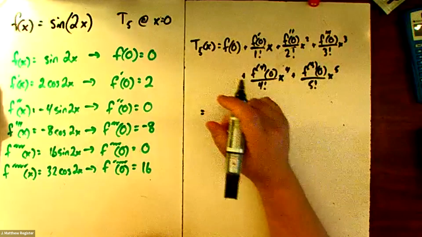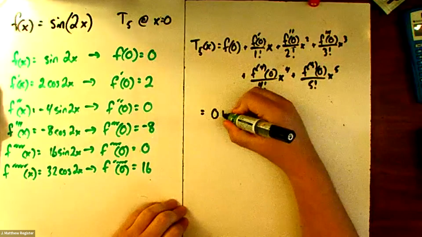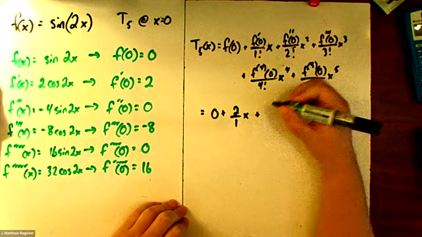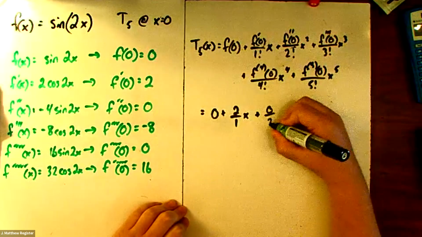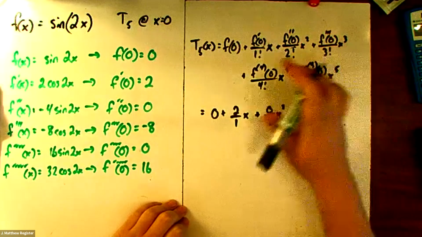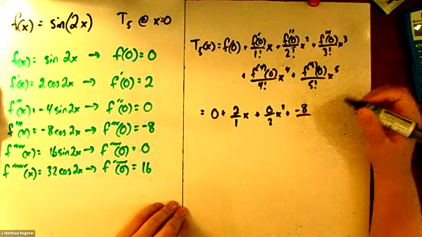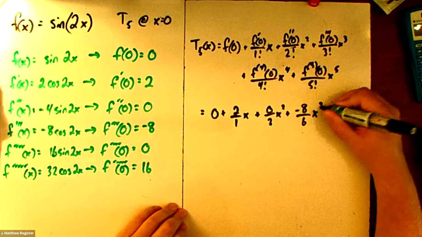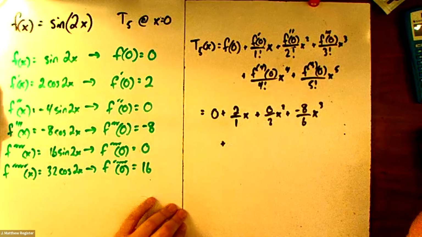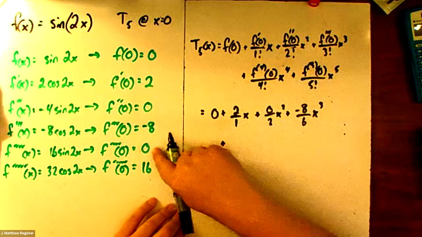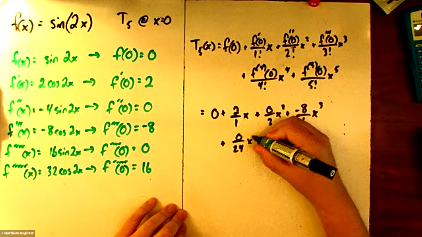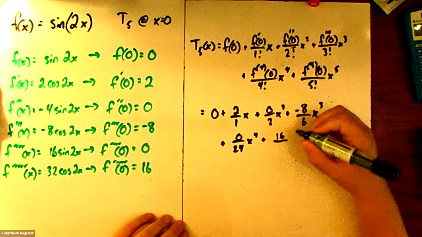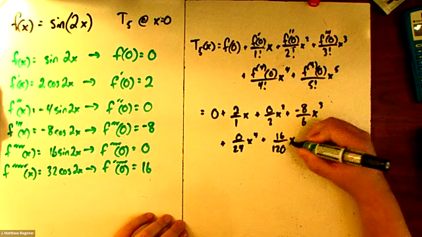Plugging that in, we get 0 plus 2 over 1x plus f double prime is 0 over 2x squared plus f triple prime is -8 over 3 factorial is 6 x cubed plus our 4th one is going to be 0 over 24 x to the 4th plus this 5th one is going to be 16 over 120 x to the 5th.